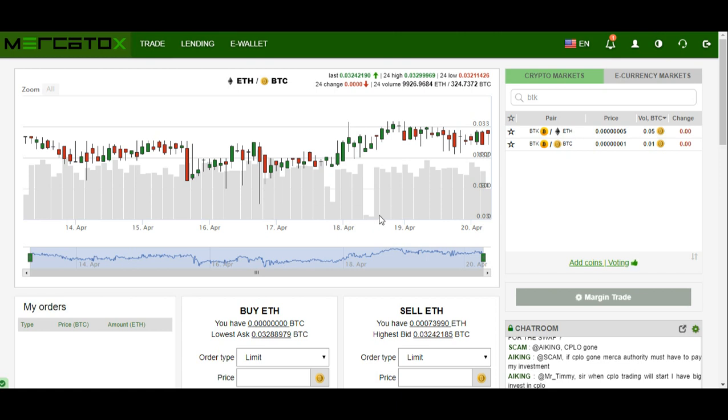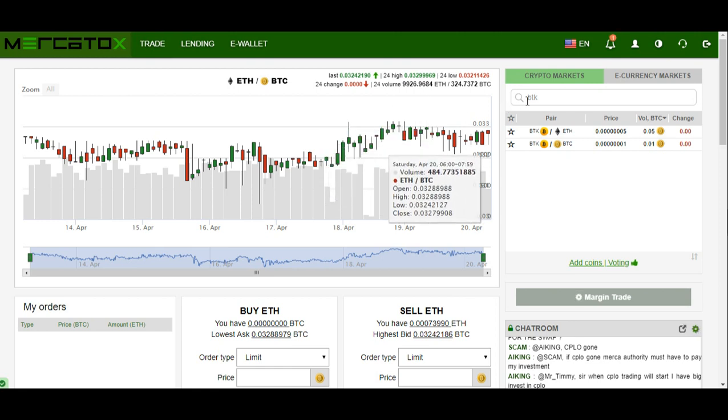So, this Mercatox exchange is actually a very nice exchange. I will show you this one bonus that they have that you can do for getting some free coins. All right, let's start with just how to buy and sell anything.